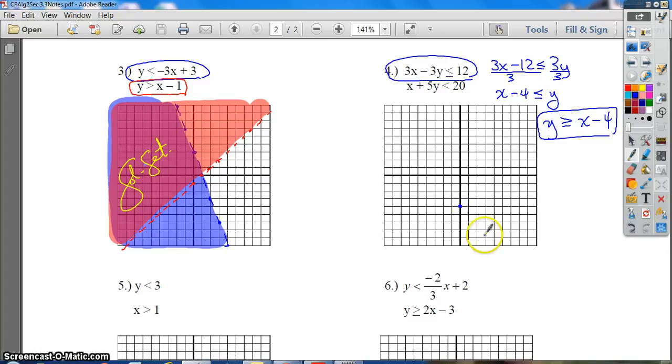So we'll start at negative 4 here, and then I'm going to do a slope of 1. Okay. Shading, greater than or equal to, so greater than it is.